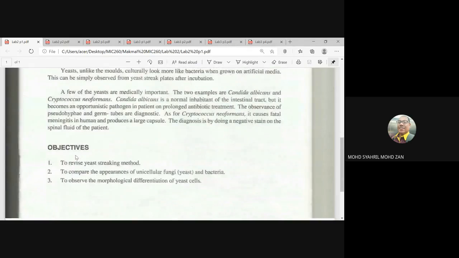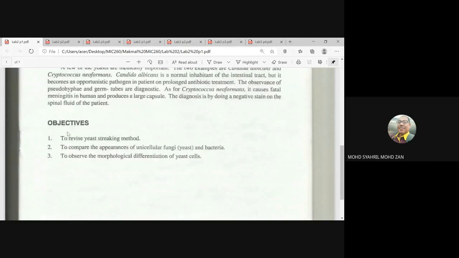Right. So for today's activities, number 1, to revise yeast streaking methods. Okay. So for this one you have a video. So boleh tengok video tu, saya dah masukkan dalam YouTube. So boleh tengok macam mana kita nak buat streaking method pun. Yang kedua, to compare the appearance of unicellular fungi, yeast, and bacteria. Number 3, to observe the morphological differentiation of yeast cells.